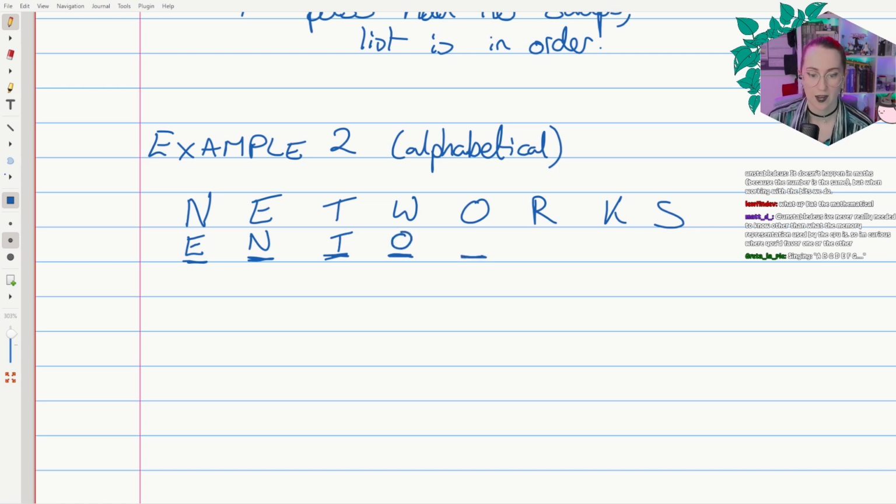So here we're comparing W with R. R is earlier. Next, we're comparing W with K. K is earlier. Comparing W with S. S is earlier, which means we leave the W alone. So that's our first pass.